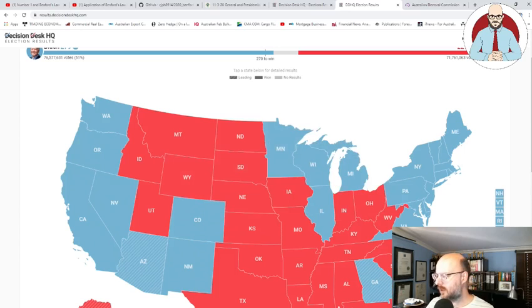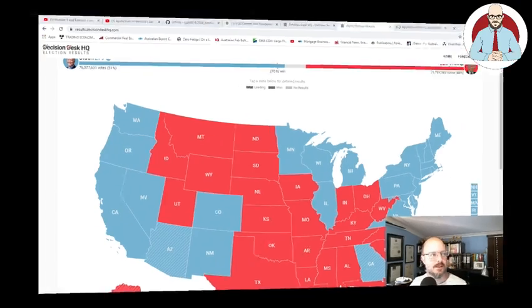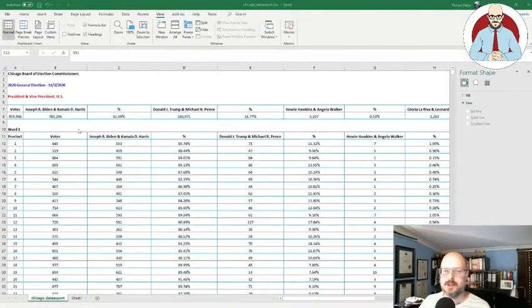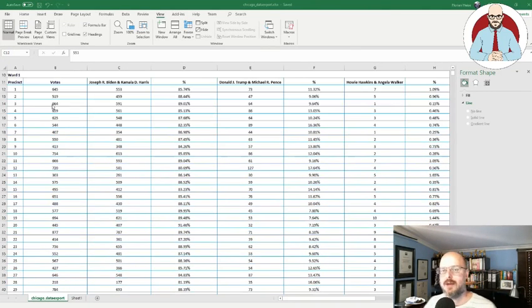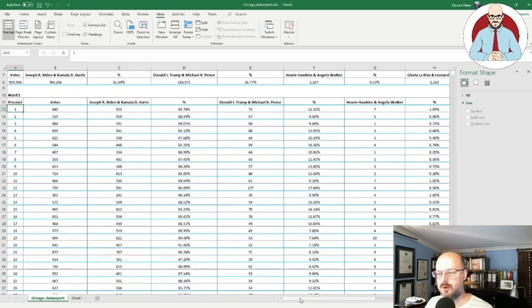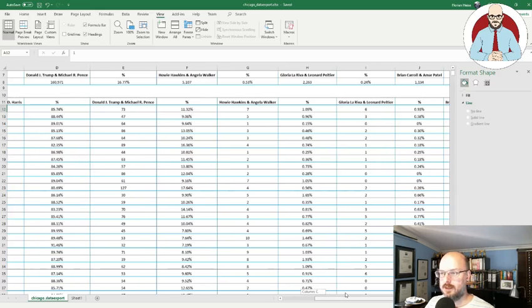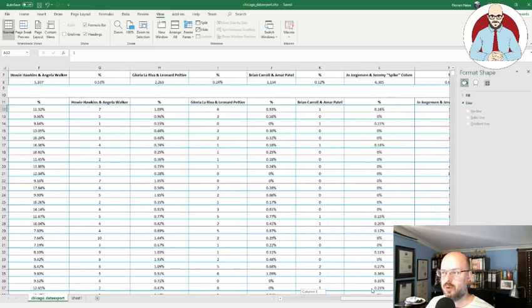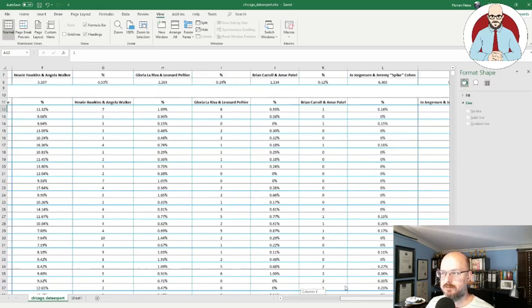So let's have a look at this data here. I'm just going to bring this up on my main screen. Okay, so this is what I've downloaded from it. This is the Chicago data, the export here. What you have is the total number of votes, the precinct, and then who the votes were for. So you've got Joseph R. Biden, Kamala Harris, Trump, Pence, and then you've got Hawkins, Walker, and all the others.